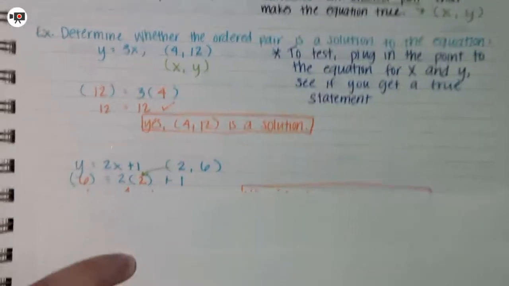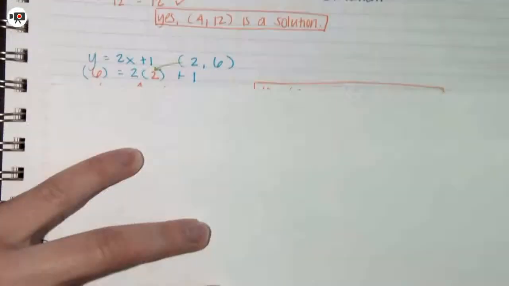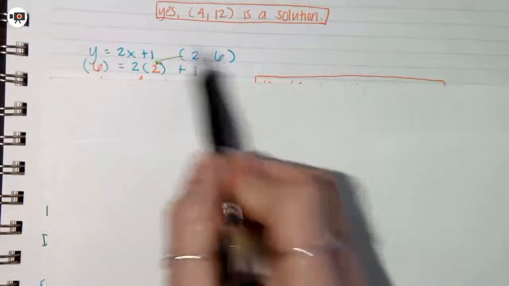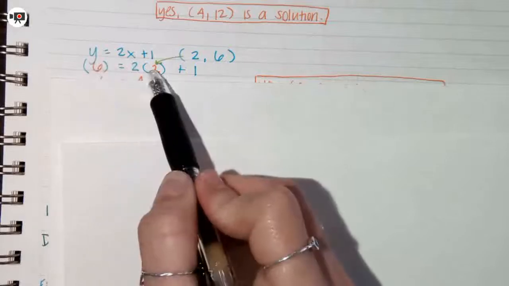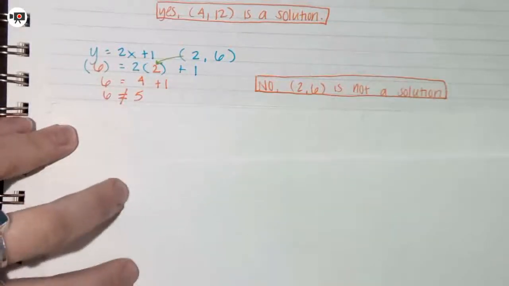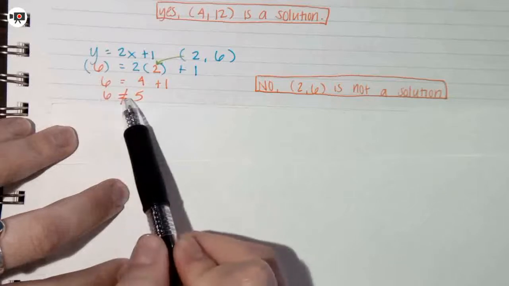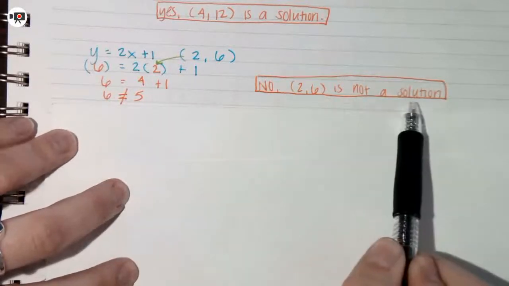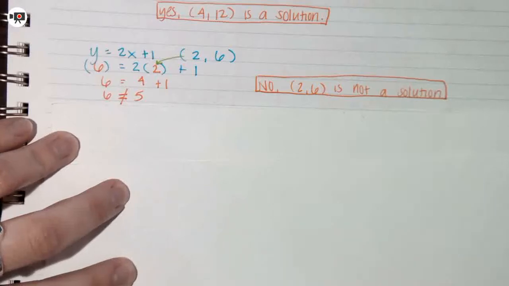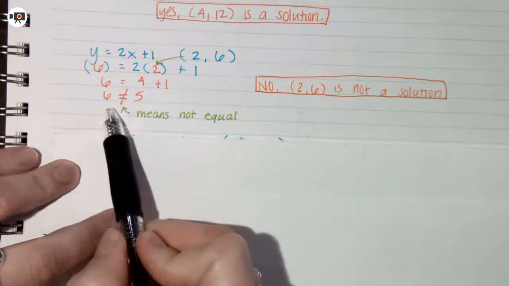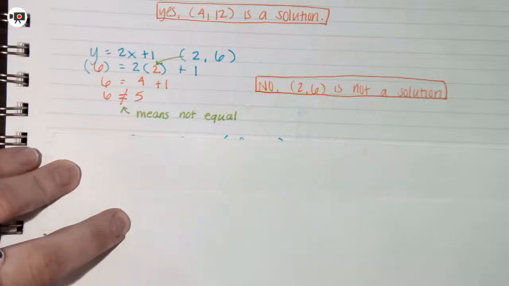If I have y equals 2x plus 1, and the point that I'm given is 2, 6, I'm going to take the 2 and the 6, plug them in for x and y here, and I will get 6 equals 5. And we know that 6 equals 5 is not true, so no, 2, 6 is not a solution. If we have an equal sign with a slash through it, that means not equal.